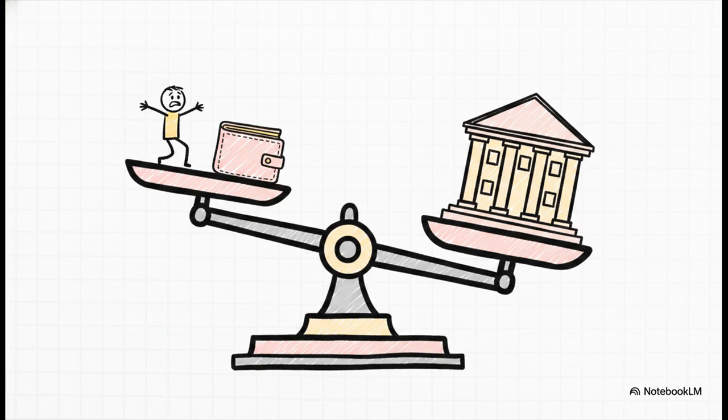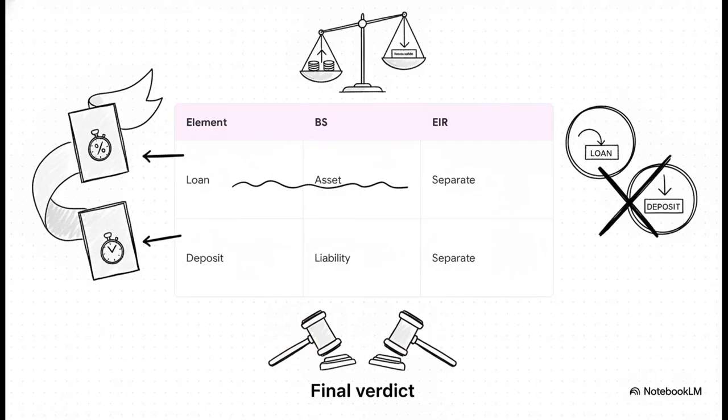Because of that, the strict criteria in paragraph 42A is absolutely not met. And because it fails that strict test, here is the final verdict. Under both Scenario 1 and Scenario 2, you have to present the loan separately as a financial asset and present the deposit completely separately as a financial liability. You cannot blend them together. And since they are separate elements, that effective interest rate, you've got to calculate it independently for the loan and independently for the deposit, period.